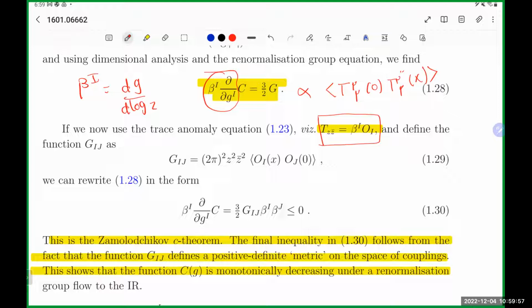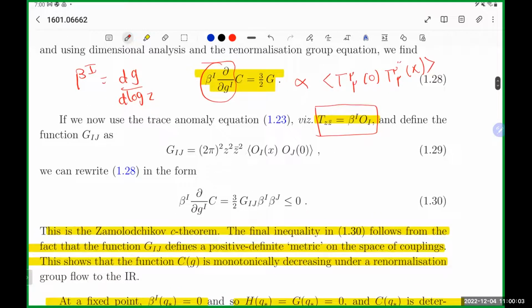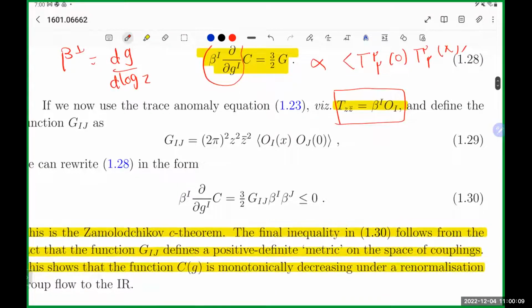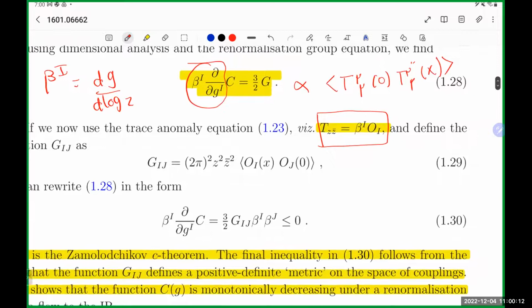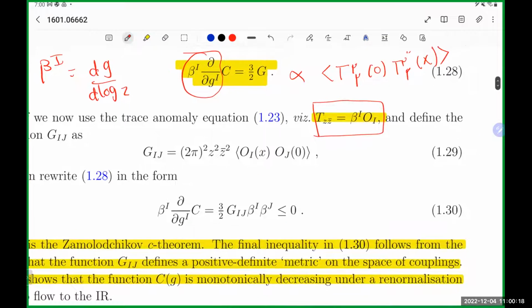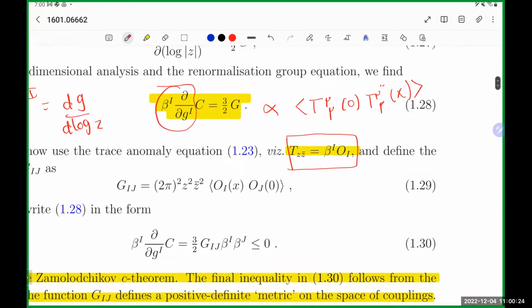Okay, let's not go on tangents. So T_{z z bar} is beta times operators, and now we constructed another function called g_ij from the 2-point function of these O_i O_j. Now I can simply write 128 as this 130. Why is that? Well, remember T mu nu is basically, I can write this as T_{z z bar}, because we said that in complex coordinates, T mu nu becomes T_{z z bar}.